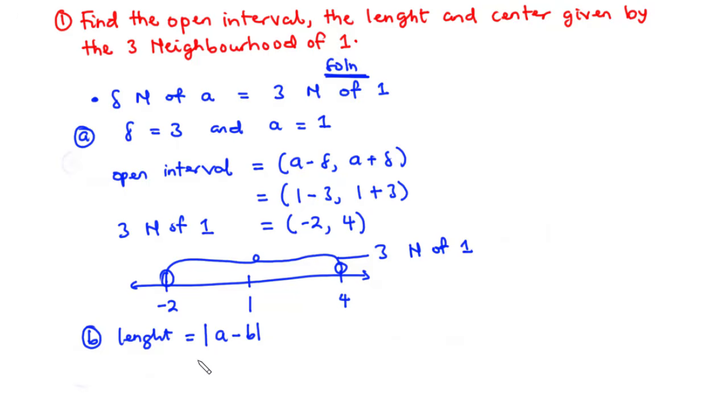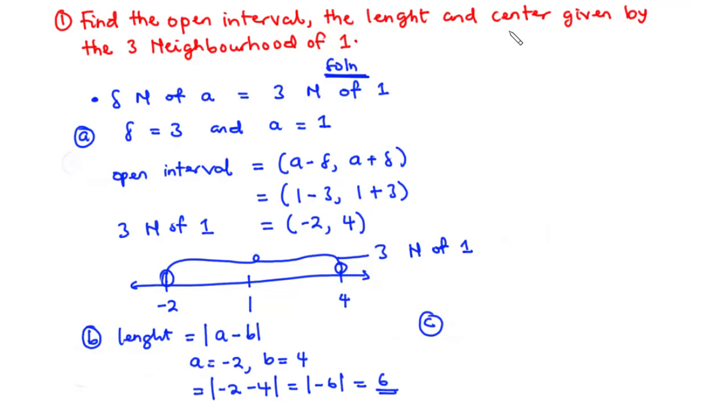minus B. Now A is given as negative 2, and then B is equal to 4. So let's substitute this value in here. Therefore, we have the length of the interval equal to the absolute value of negative 2 minus 4. Now negative 2 minus 4 is equal to negative 6, and the absolute value of negative 6 is 6. Therefore, the length of the interval is 6.